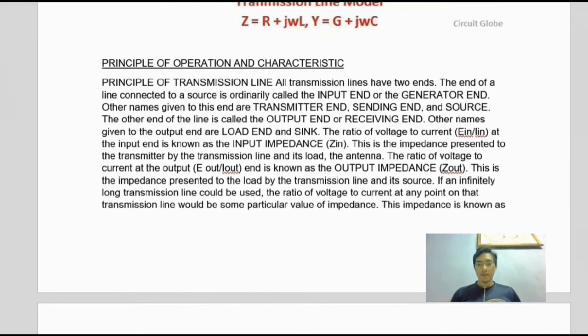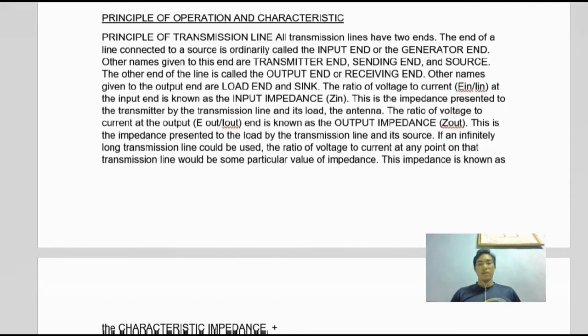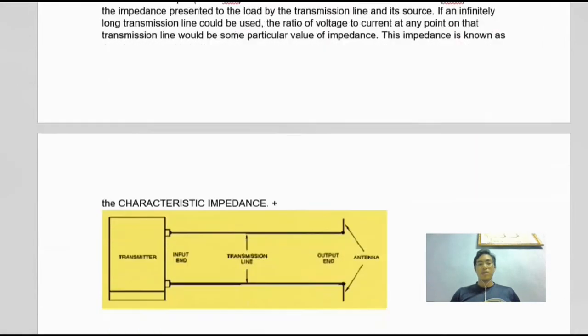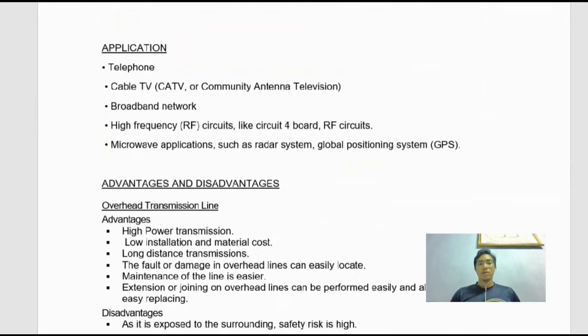If an infinitely long transmission line could be used, the ratio of voltage to current at any point on that transmission line would be some particular value of impedance. This impedance is known as the characteristic impedance.